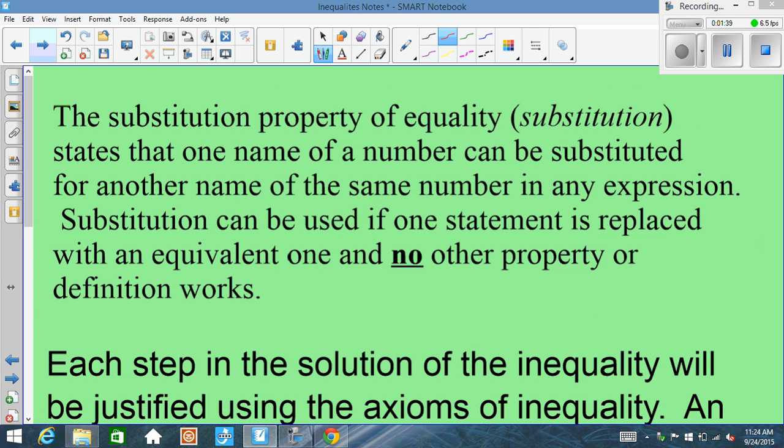This was left off from the last one. The substitution property of equality states that one name of a number can be substituted for another name of the same number in any expression. Substitution can be used if one statement is replaced with an equivalent one and no other property or definition works. That's the key. No other property or definition works.